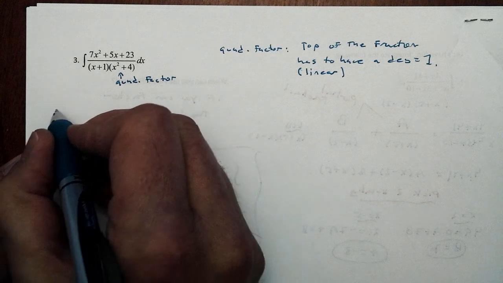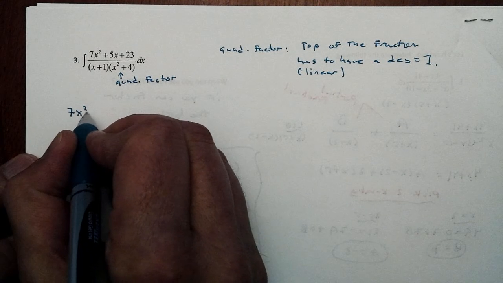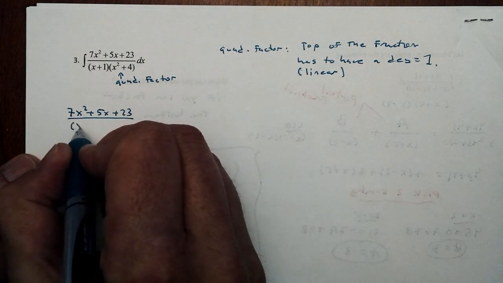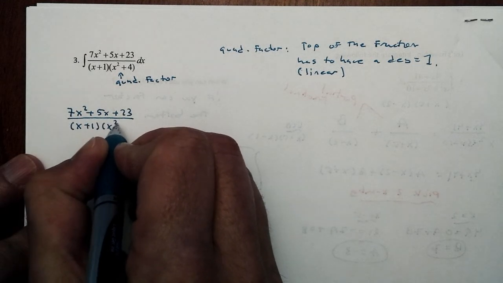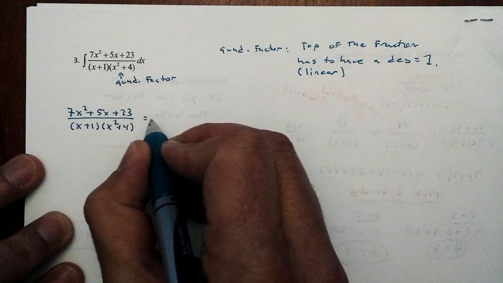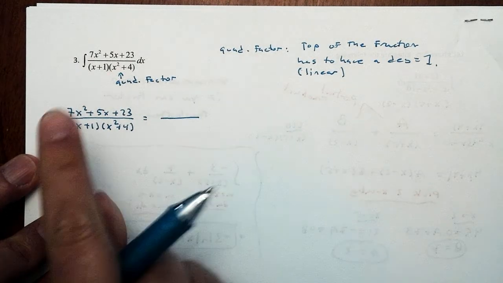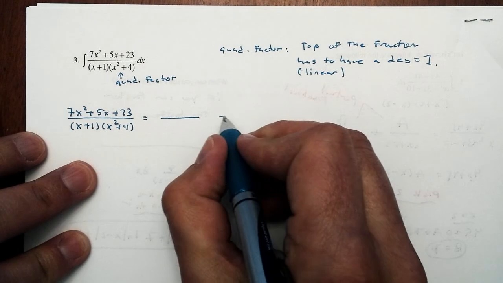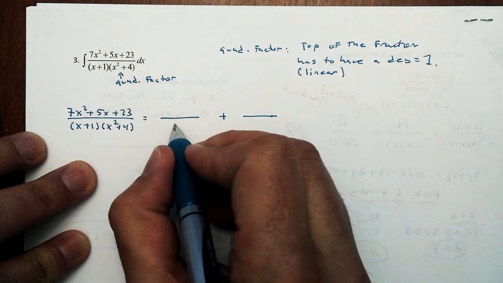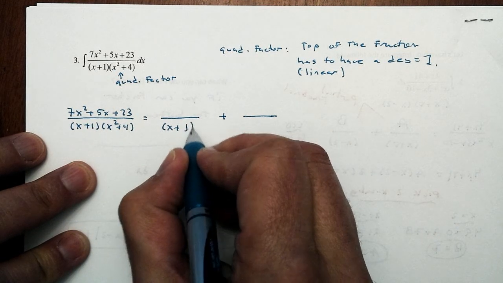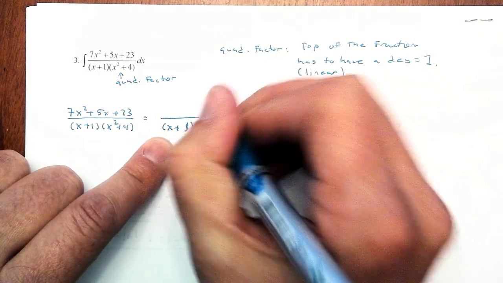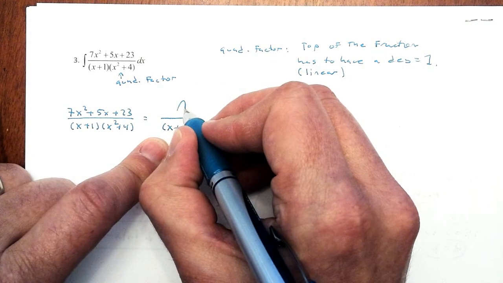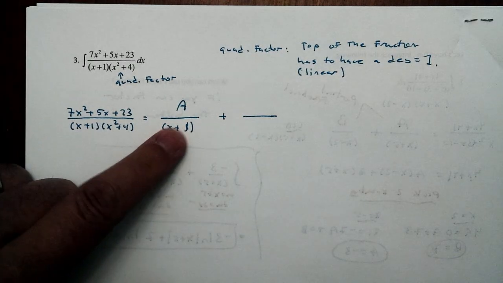So we're just going to work on the decomposition. 7x squared plus 5x plus 23 over x plus 1 times x squared plus 4. When we decompose this, remember, we have two factors. Now each factor only has a degree of 1, so we only need 2 fractions. So we're good like that. So the first one is going to be x plus 1. Now remember, this is a linear factor. So its numerator is going to have a degree of 0, or just a number. We'll call that A. We don't know what it is yet.